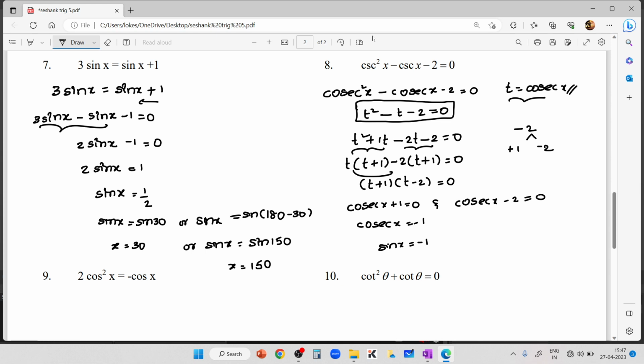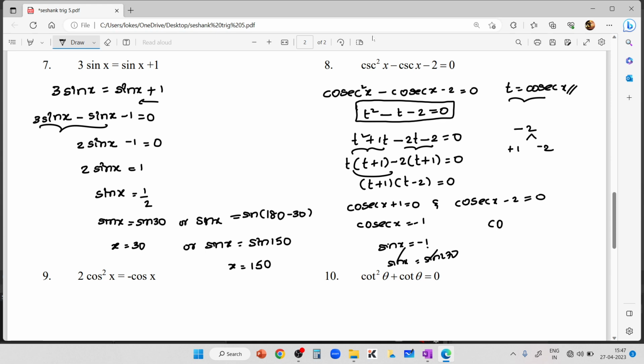That means sin 0 is 0, sin 90 is 1, and sin 270 is minus 1, because sin is negative in the third quadrant and fourth quadrant, so it will become 180 plus theta, and theta is 90 here. So that will become sin x is equal to sin 270, and x is equal to 270.